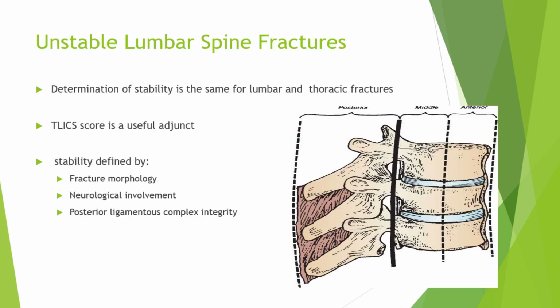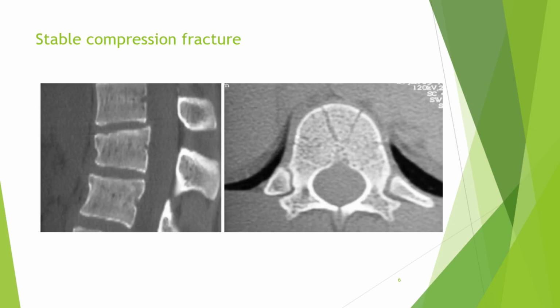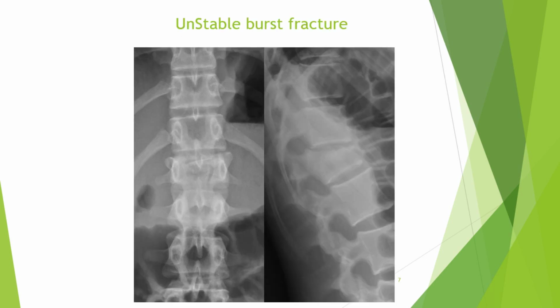The stability of lumbar spinal injuries is assessed the same as for thoracic spine injuries. Assess three key components: the injury's morphology, the integrity of the posterior ligamentous complex, and the patient's neurological status. This CT depicts a compression fracture, which is stable. This is an unstable burst fracture with malalignment of the three columns of the spine.